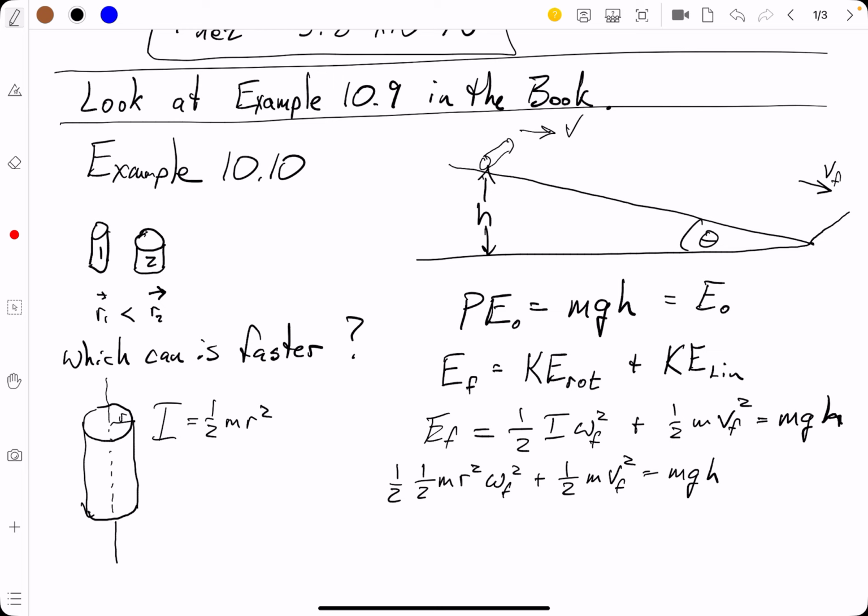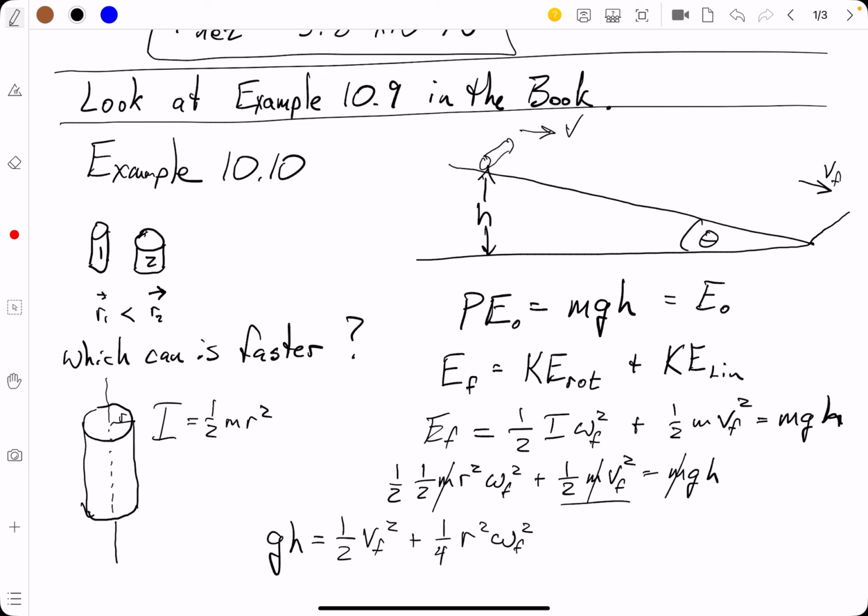So far, so good. We've got an m in each, so the m's are gone. Nice, good for us. And we can say gh is now equal to 1/2 v final squared. And then we're going to work with our 1/2, let's call it a 1/4, r squared omega final squared.